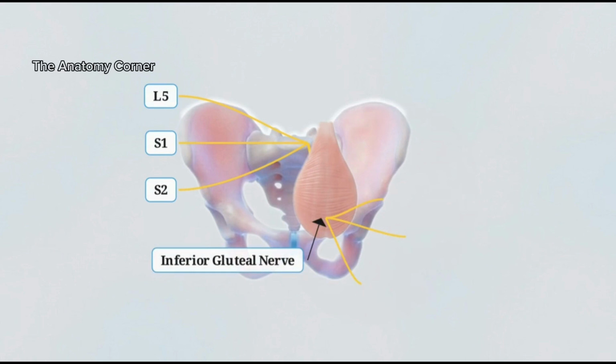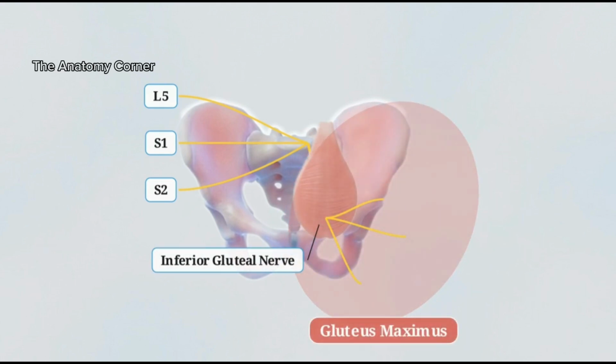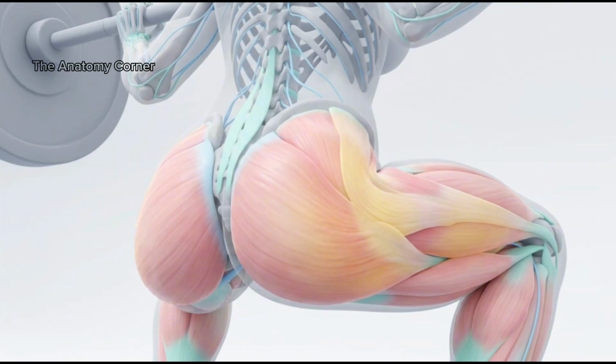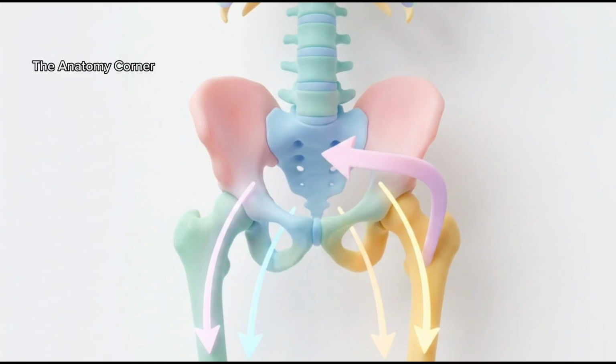Pulling from L5 through S2, it isolates its motor supply to the gluteus maximus, providing the force required for hip extension, climbing stairs, and rising from a seated position. The sacral plexus also routes nerves back into the core.